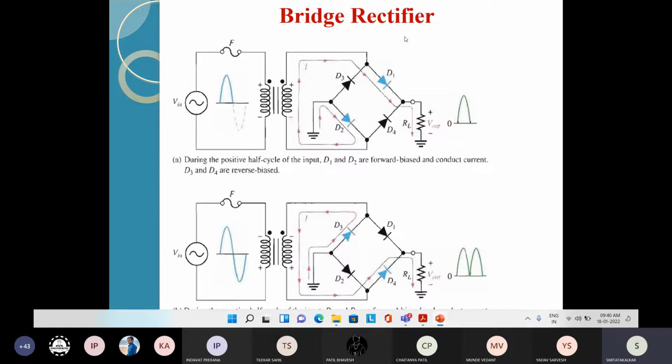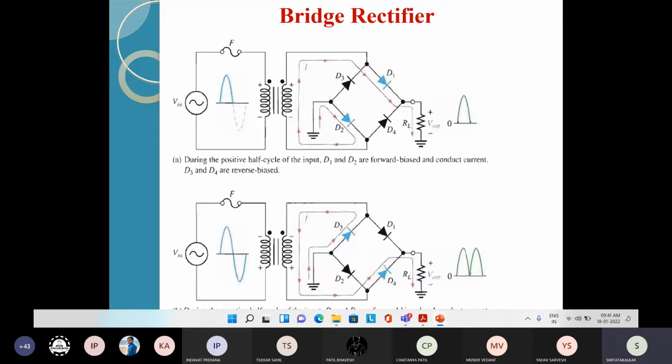Okay. In a bridge wave rectifier, we get a total of 1.4 volt from D1 and D2. And in the reverse cycle, diodes D3 and D4 are forward biased, again a total of 1.4 volts. It means in the bridge wave rectifier, D1 and D2 plus D3 and D4 in forward bias conduction give a total of 2.8 volt, and that is the maximum voltage generated from the AC.